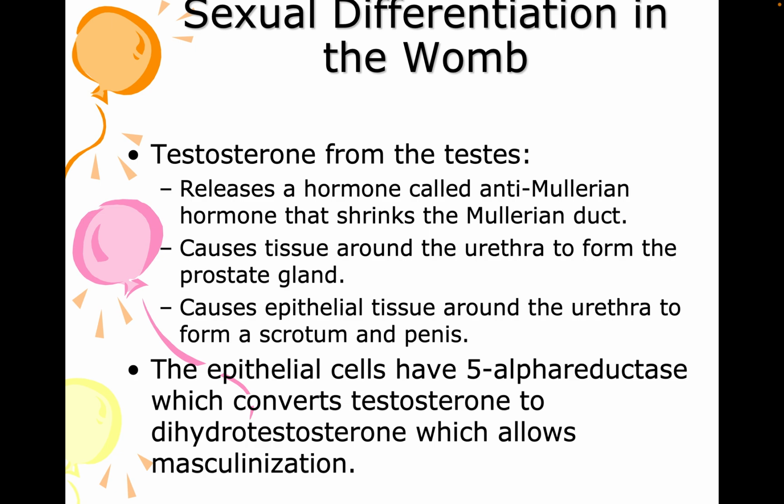Testosterone from the testes releases a hormone called anti-Mullerian hormone that shrinks the Mullerian duct. It causes tissue around the urethra to form a prostate gland. It causes epithelial tissue around the urethra to form a scrotum and a penis. The epithelial cells have 5-alpha reductase, which converts testosterone to dihydrotestosterone, which allows masculinization.